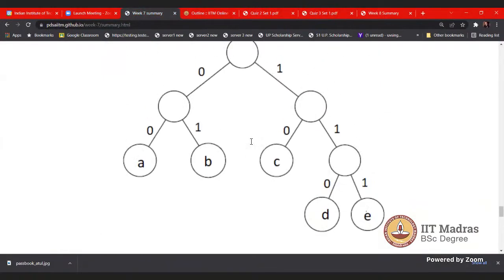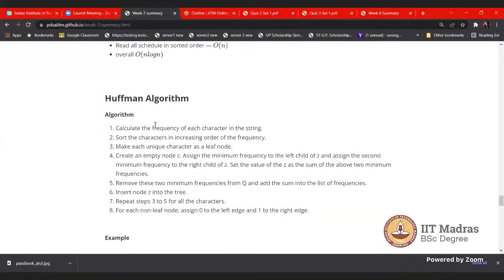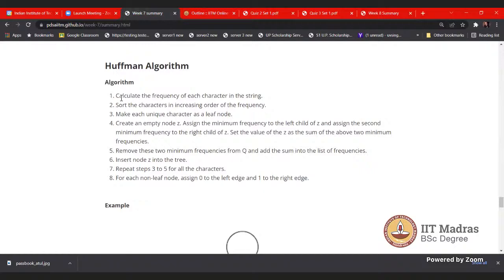So Huffman, I think I have explained the Huffman algorithm already. In the Huffman algorithm, just calculate the frequency of each character of the string, sort the characters in increasing order, and select the two minimum node values and create the Huffman tree in a bottom-up manner. Okay, so this is the algorithm.